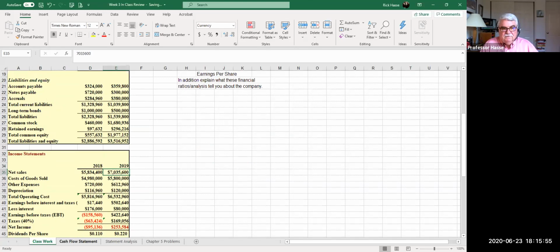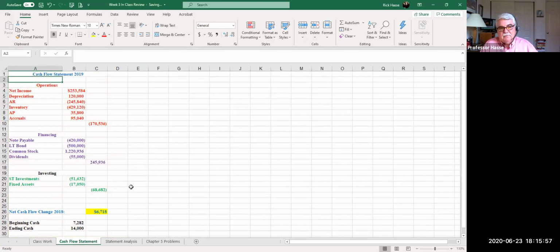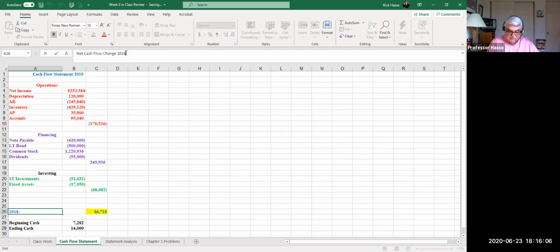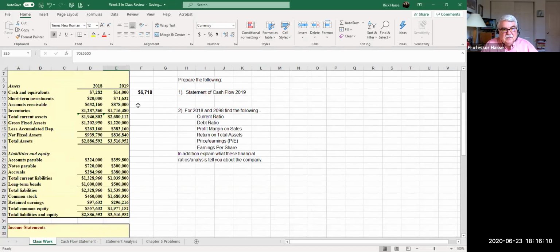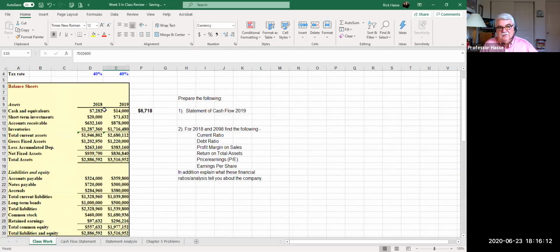And then also off of that comes the cash flow statement, which shows how cash has changed in a year. Where did the cash come from? If you notice in the balance sheet, the delta of cash from 2018 to 2019 was $6,718. Where did that money come from, that $6,718?